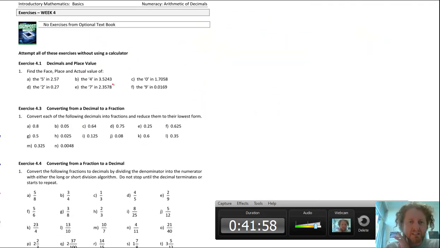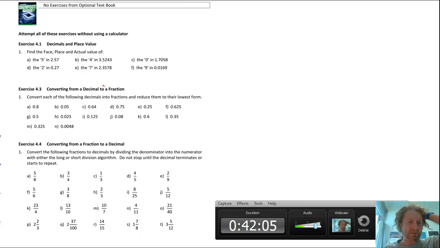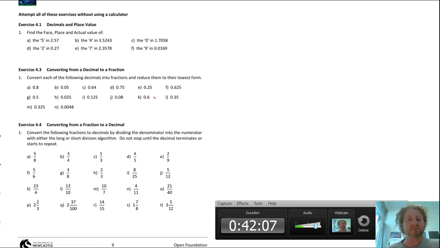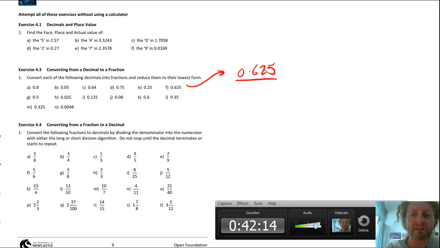Let's look. So place value. Well, we've just got to know that to the right of the decimal point is tenth, then hundredth, then thousandth, and so on in the places. Converting from decimal to fraction. Well, they're nice because every single decimal like that one, 0.625, I know how to convert that instantly to a fraction.